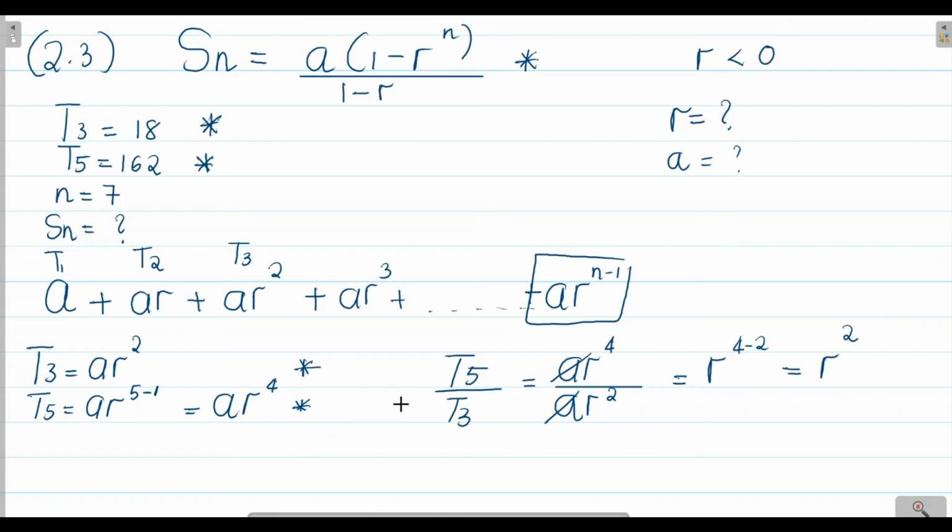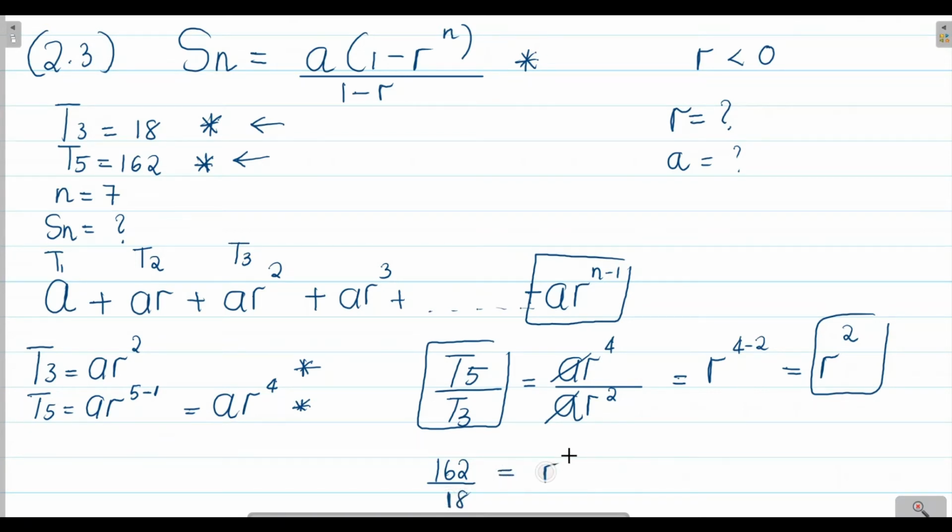And then from here, guys, because we found that your T5 over your T3 is equal to your R squared, you can simply substitute the initial values that are given: T5 is 162 over T3 is 18, and that is equal to your R squared. We're going to simplify this further. R squared is equal to 162 over 18. If you punch it into your calculator, you'll find that it's 9. So R squared is equal to 9.